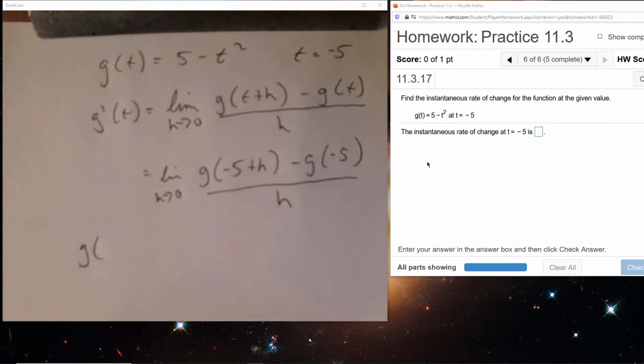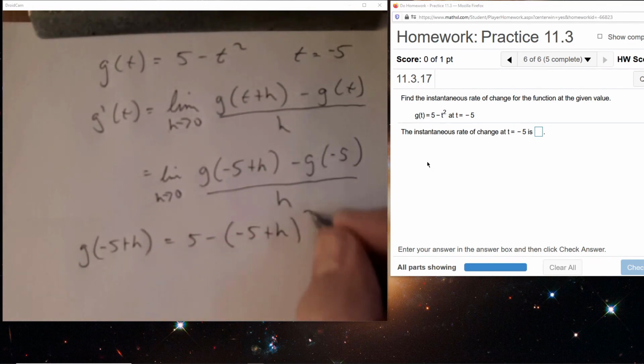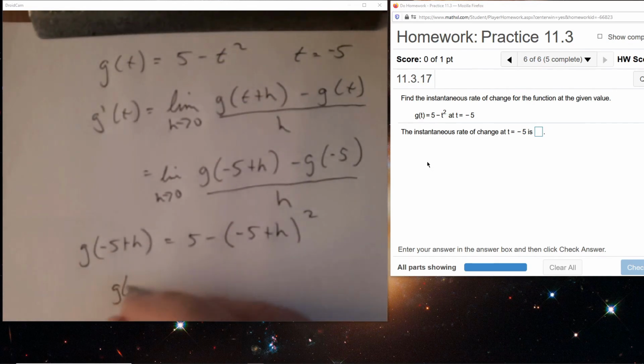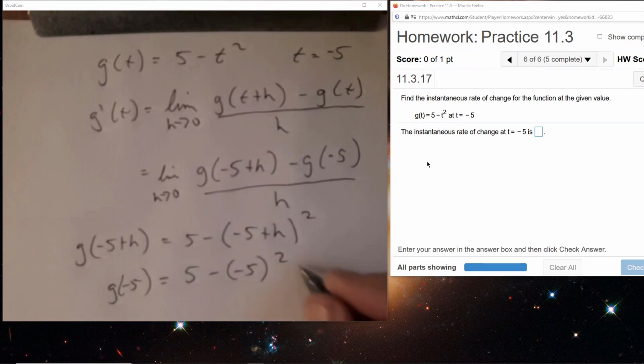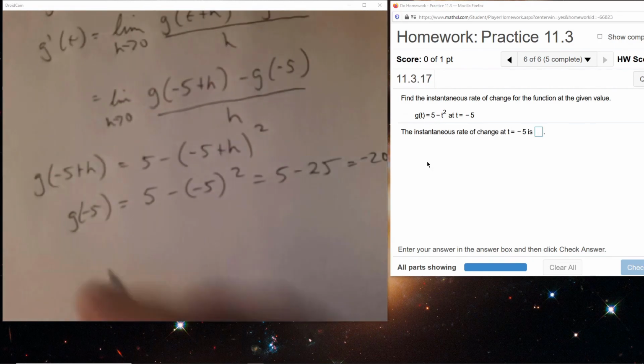So we need to figure out what is g of minus 5 plus h, and we'll get that by just plugging it into the original function. And we also need g of minus 5, again from the original function. And we have 5 minus, and minus 5 squared is positive 25, but of course there's a minus sign sitting in front of it to get us a minus 20 there. And let's plug this stuff in.